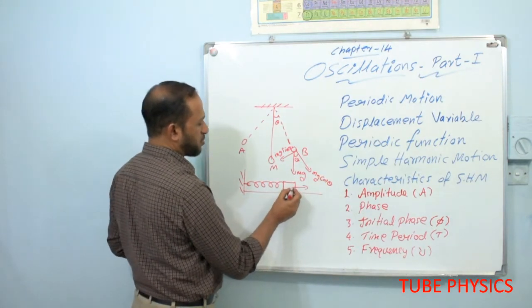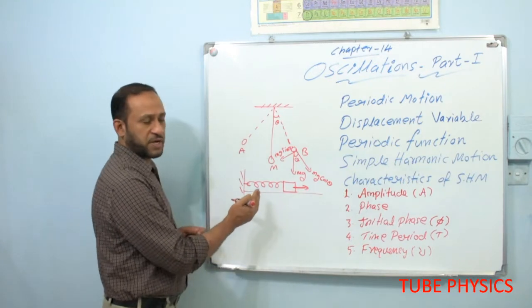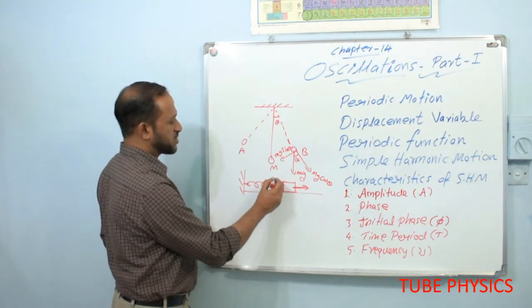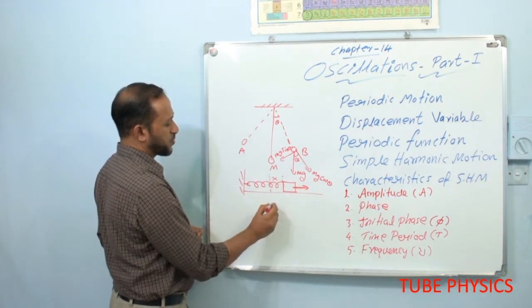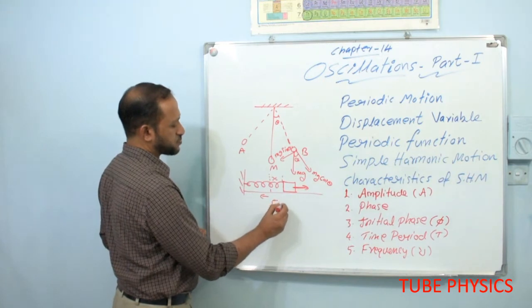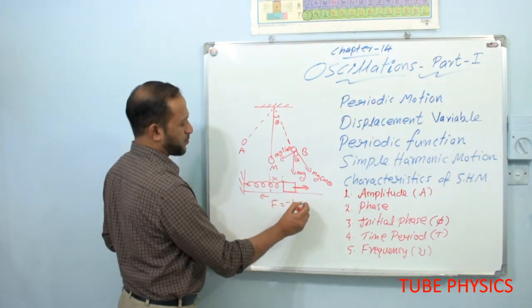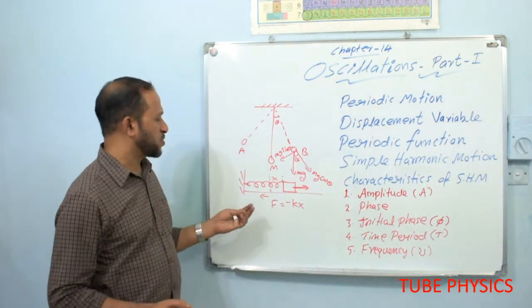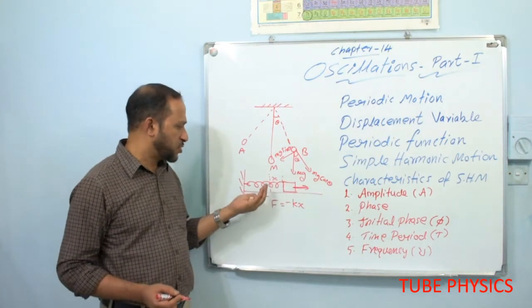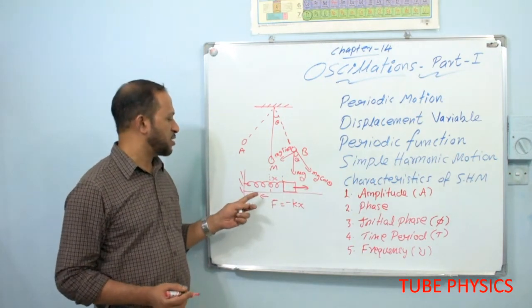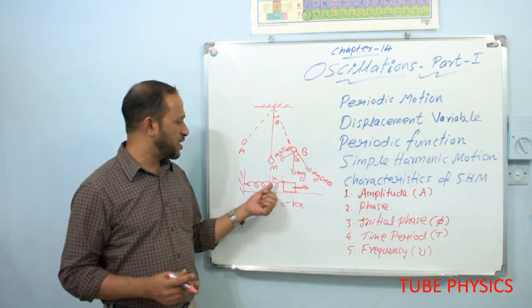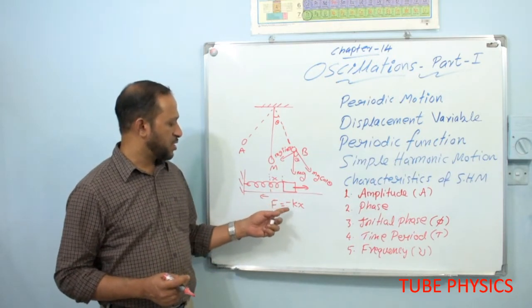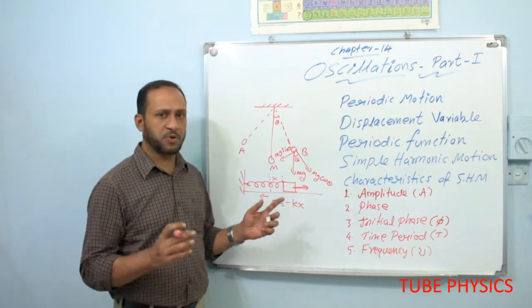So when we move this block in this direction, the spring will get extended. Suppose x is the extension of the spring from the mean position. Then according to Hooke's law, the restoring force acting in the opposite direction, F, is equal to minus kx. This restoring force will try to bring the body back to the mean position. So here the spring will start vibrating, and in that vibration the restoring force is due to the elastic property of the spring.